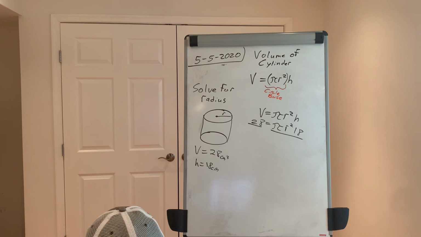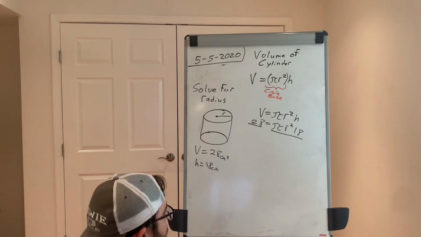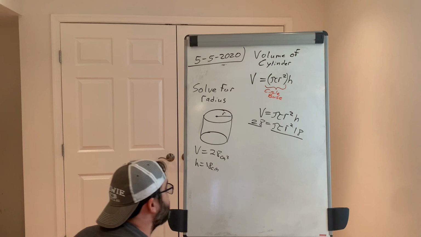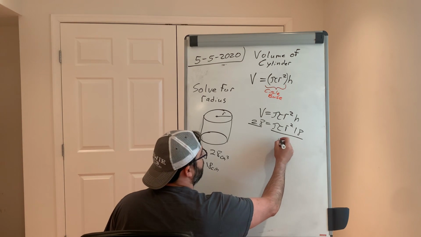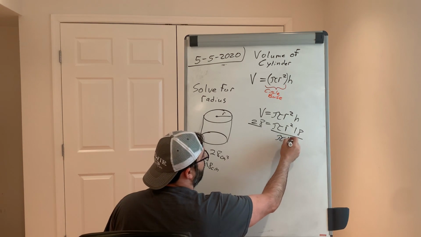But some of the problems, the volume will be given. You'll have to solve for the other variables. So the question is, what do I divide both sides by here? What am I trying to isolate? I'm trying to isolate r. So what am I trying to get rid of? Pi and 18. Good. So that's what I'm going to divide by. I'm going to divide by 18 pi. Or pi 18. Either way.